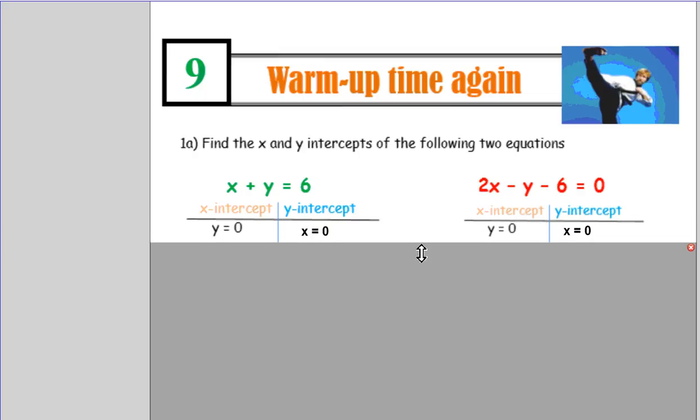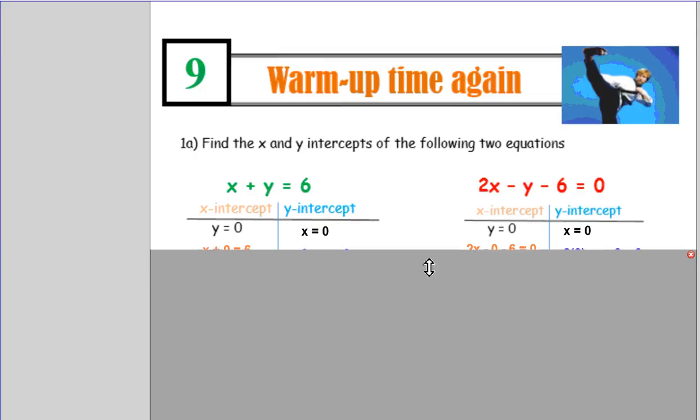At the y-intercept, what's the value of x? It's always equal to 0. Same for this other one. And then you just substitute y equals 0 into the equation and solve for x. With this, we substitute x equals 0 into that equation to solve for y. I'll do them both at the same time if you want. I've just subbed in y equals 0.